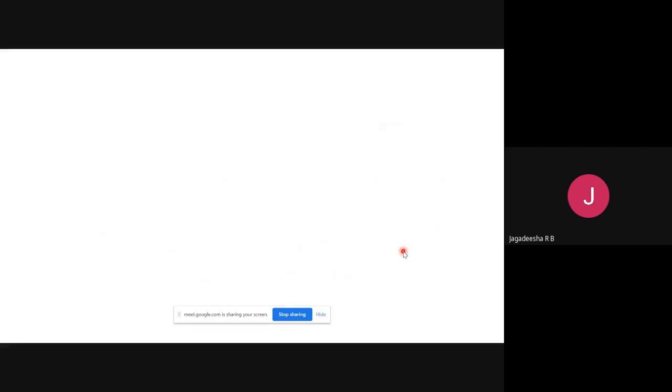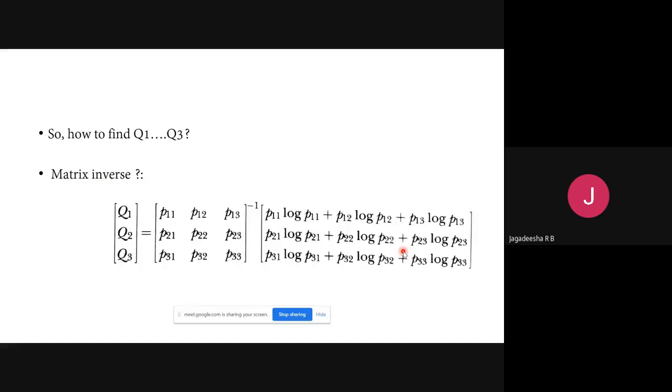We can do the same thing here, but is it wise? Because we have three unknowns, Q1, Q2, Q3. And solving that simultaneous equation becomes much more challenging, right? So instead of that, we just go for an easy method, that is matrix division. So basically, we don't have division. So we find the matrix inverse of the matrix.